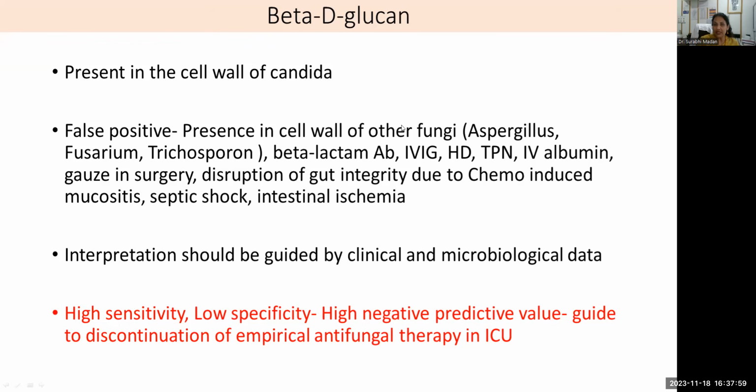Now, treatment with beta-lactam antibiotics, IVIG, hemodialysis, TPN, IV albumin, use of gauze in surgeries, disruption of gut integrity due to chemo-induced mucositis, even septic shock and intestinal ischemia can lead to a false positive beta-D-glucan. Therefore, this test is used more to rule out, because it has a very high sensitivity but low specificity. Therefore, high negative predictive value is of more importance, and it could actually guide us to discontinue the empirical antifungal therapy in the ICU rather than to start antifungals.